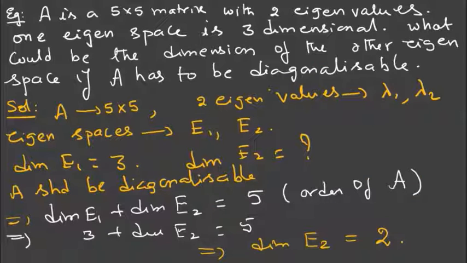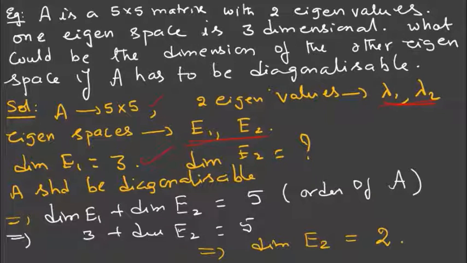Now the second example on the same concept. A is a 5 by 5 matrix with two eigenvalues. One eigenspace is three-dimensional. What could be the dimension of the other eigenspace if A has to be diagonalizable? So what is given in this? A is a matrix of order 5 by 5, and there are two eigenvalues lambda 1, lambda 2. Then the eigenspaces will be E1, E2, and it is given that dimension E1 is equal to 3.